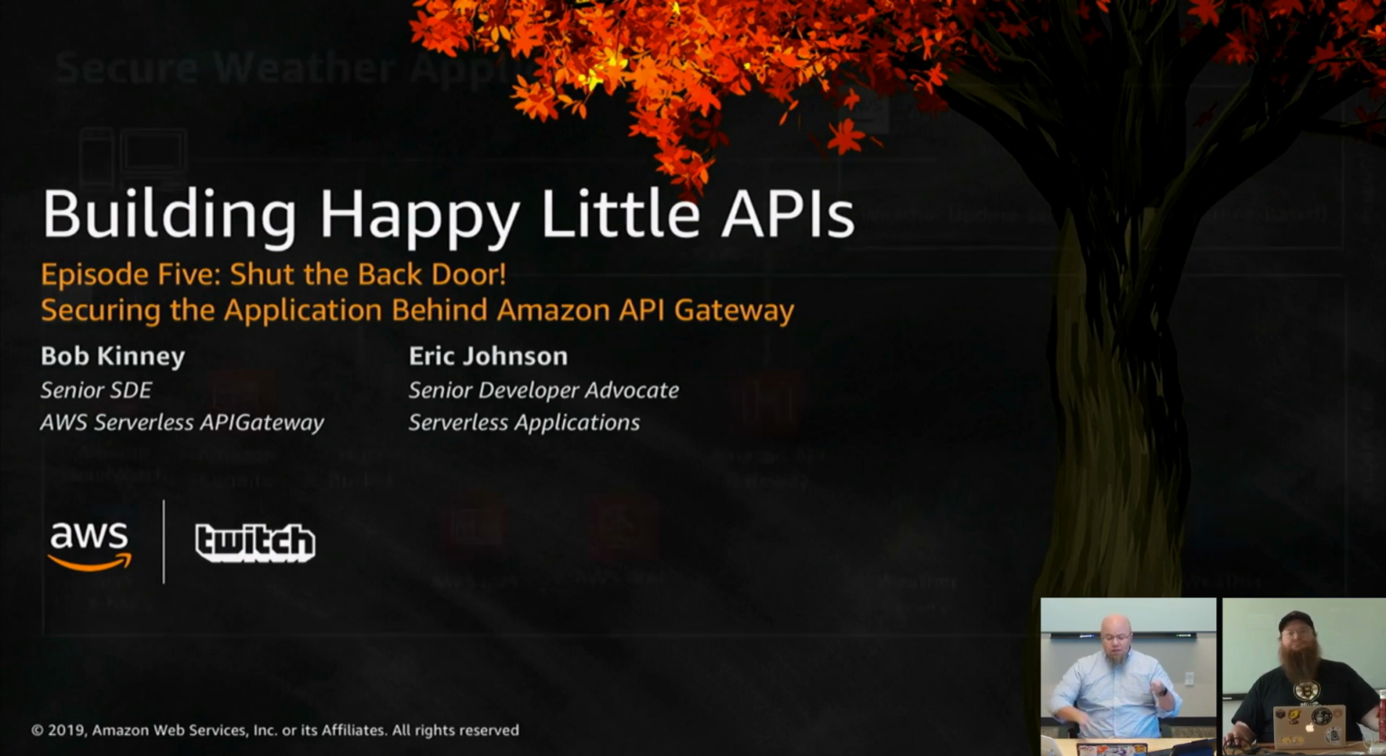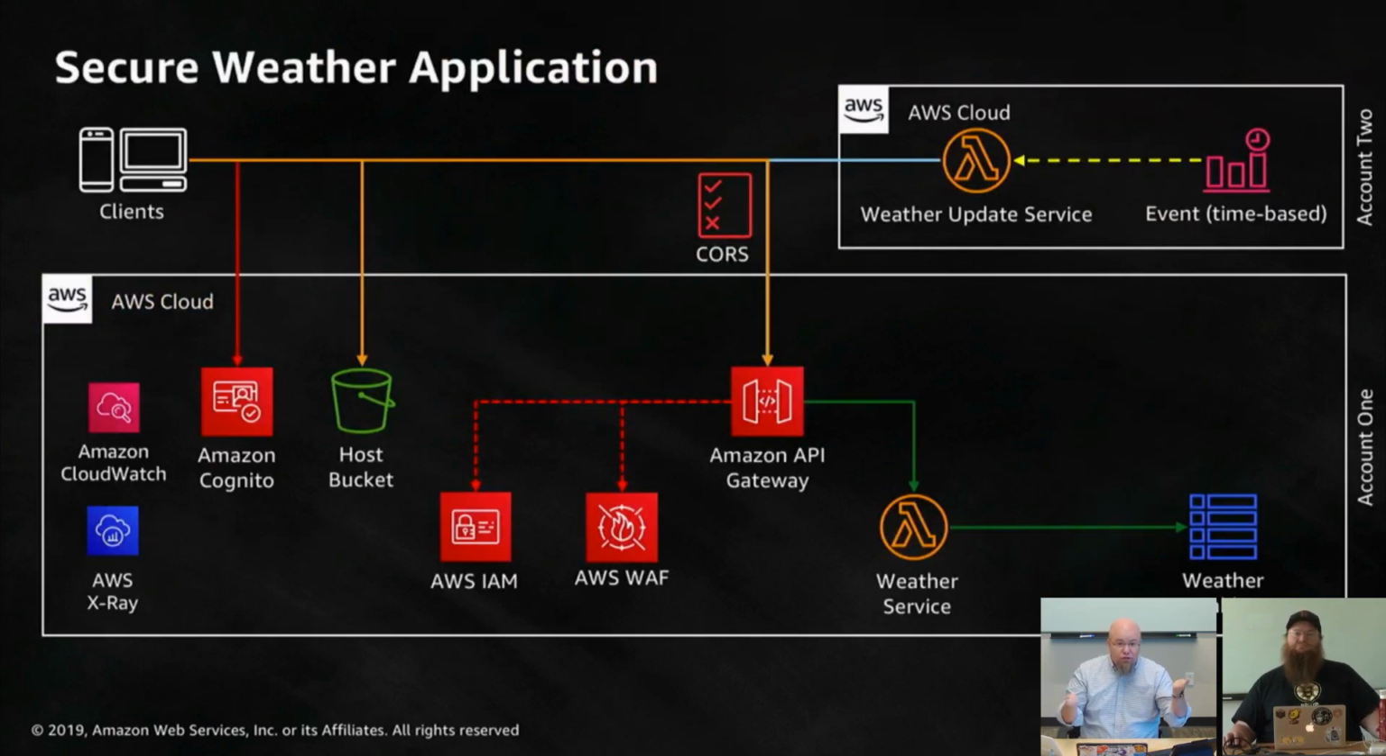Over all the episodes, we've been building this application. It's a weather application. We started with it being open, and then we locked it down. And when we left last, this is where we ended. We had built this secure weather application where we dealt with CORS, AWS WAF, IAM policies, and resource policies. Bob, last episode you showed us how to do a resource policy that allowed an external account to pipe in. But the question really comes down to, and we see this a lot, what about behind the API gateway? How do we make sure that we're secure?